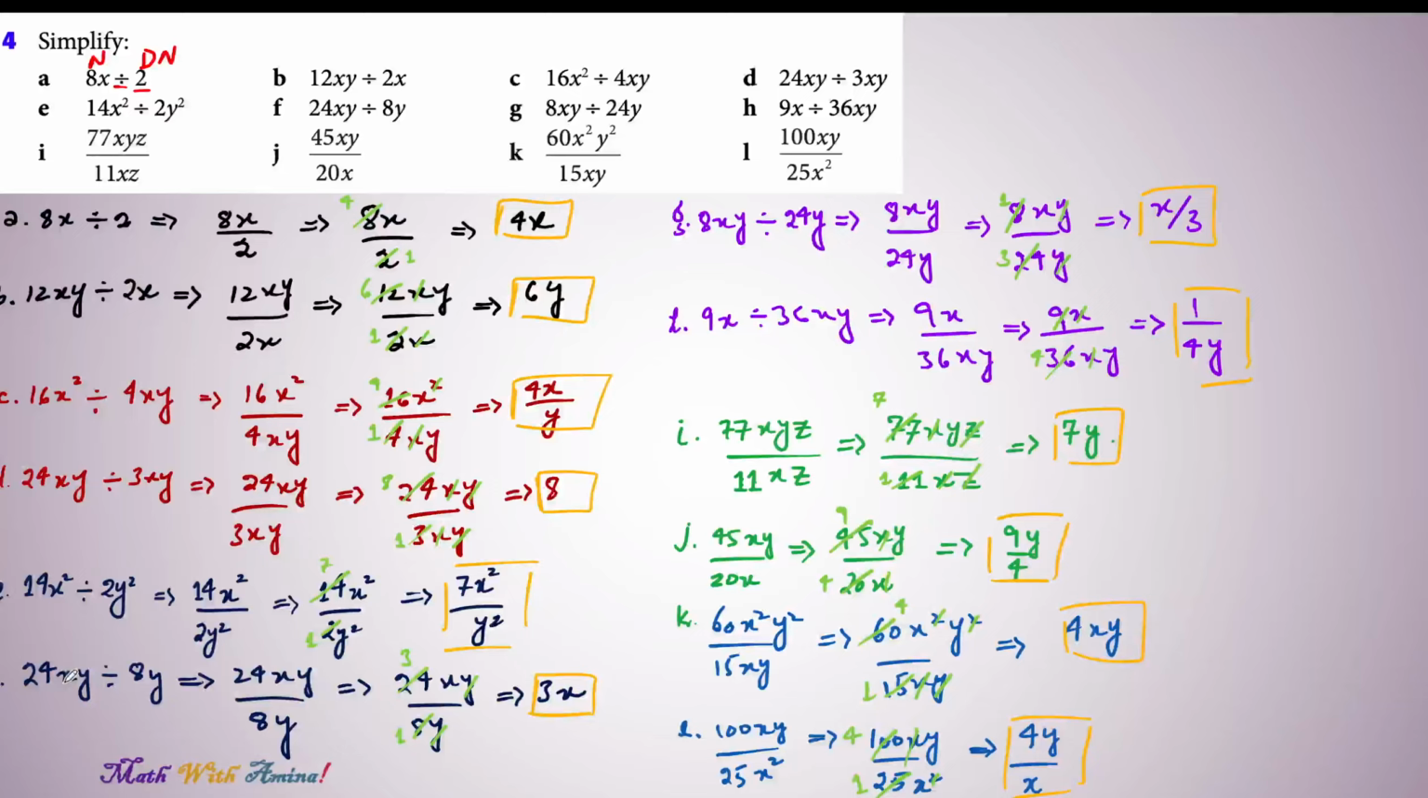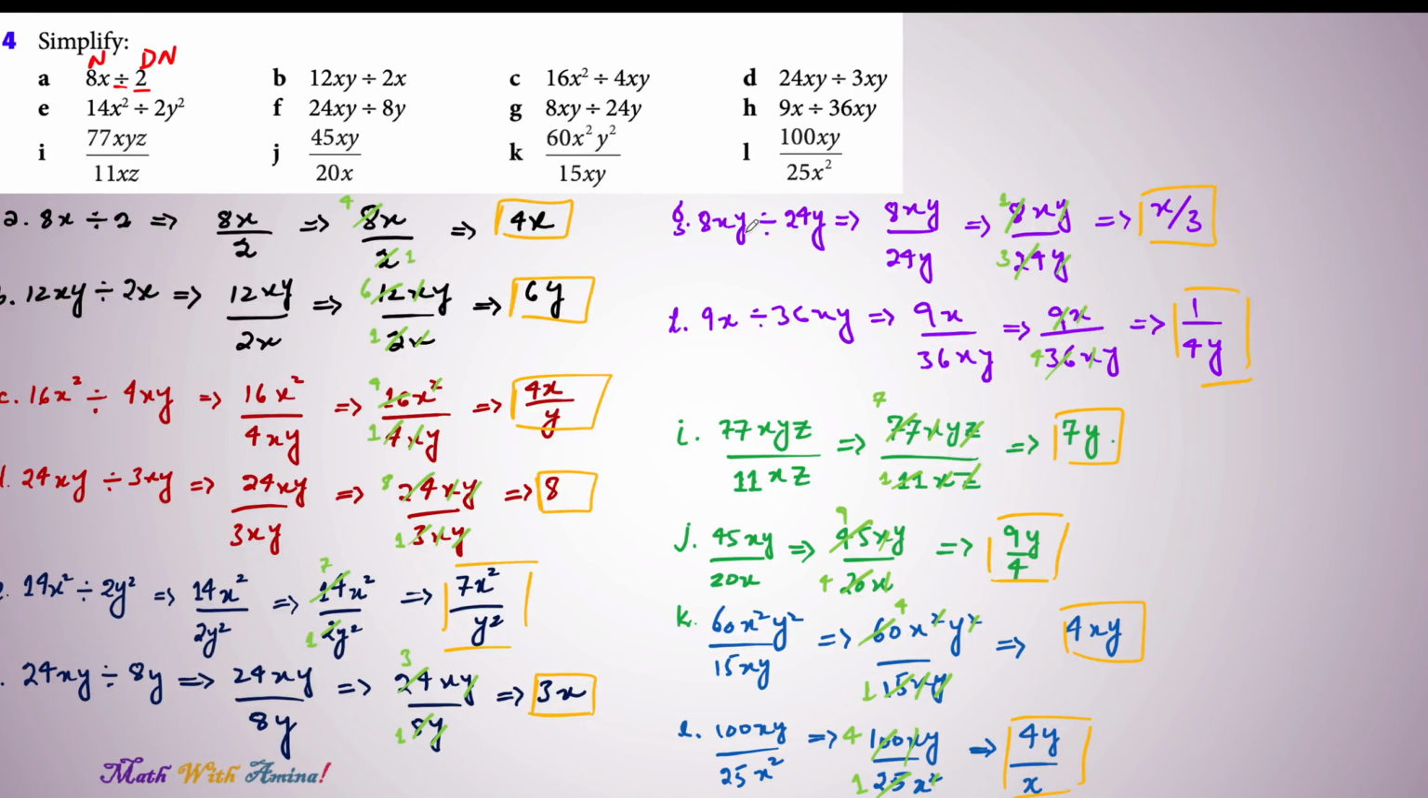Then we have 24xy divided by 8y. So 24xy in the numerator, 8y in the denominator. We look into the numbers first. 24 divided by 8 is equal to 3, so 3xy over y. Then we look into the variables next. x is mentioned only once in the numerator and not in the denominator, so x will remain the same. y, however, is mentioned in the numerator and also in the denominator, so they will get cancelled completely, and as a final answer we will have 3x.